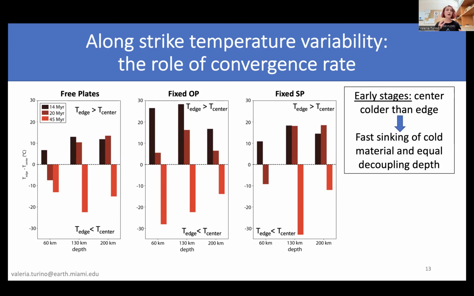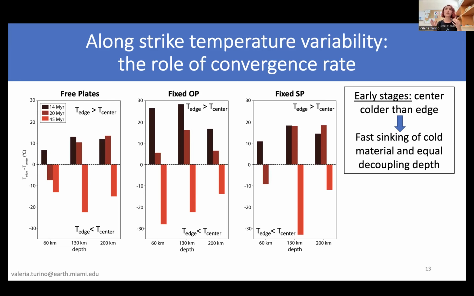So what's happening here? If we remember from the plots that I showed before about convergence rate, during free sinking especially, the velocity is very, very high, and it's higher still at the center, while the decoupling depth is not really varying. We said that the decoupling depth remains almost constant along strike during the early stages of subduction. So this means that this higher convergence rate at the center and the coupling depth that's not varying make it so we are sinking colder material faster at the center of the plate than at the edge. And there is basically no time to transfer heat to the slab top because the convergence rate is so fast.